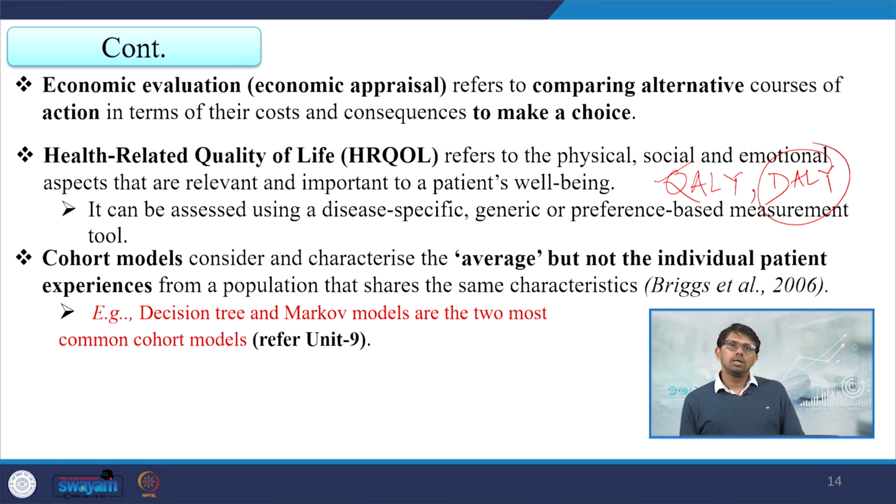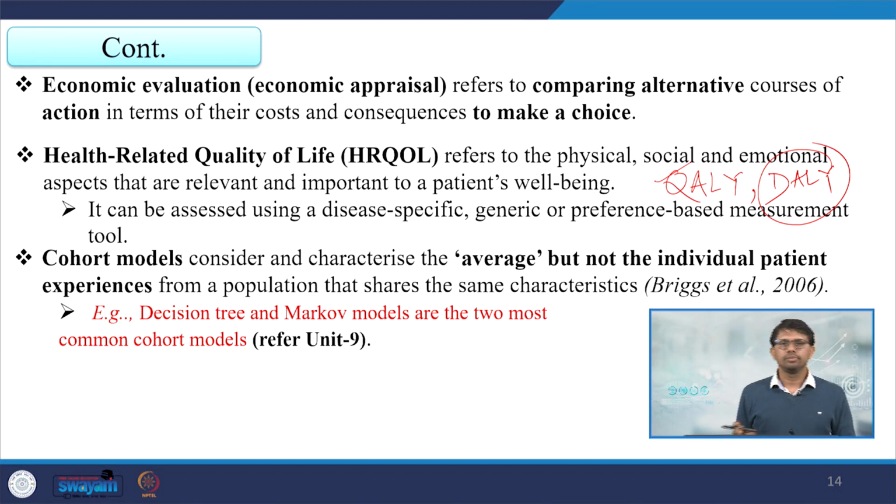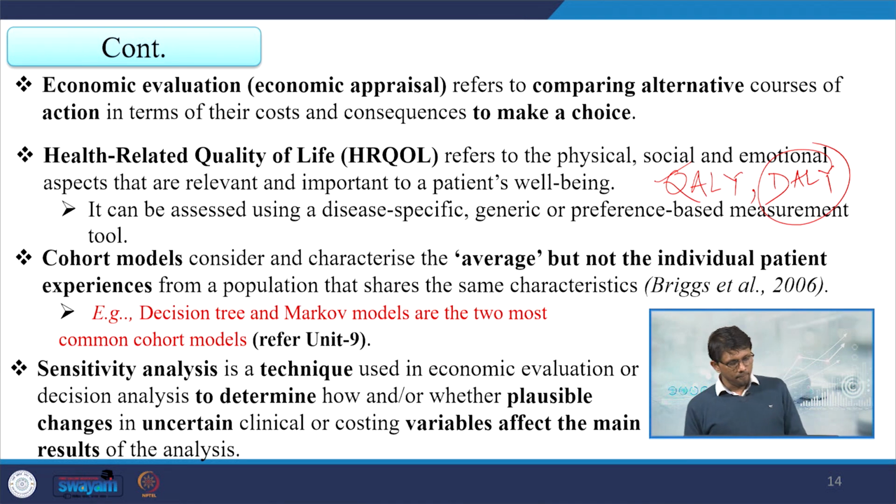Cohort models are also concepts used by healthcare economists or in health economics chapters. These consider and characterize the average, but not the individual patient experiences. Hence, it is called cohort, from a population that shares the same characteristics. Okay. So, decision tree and Markov models are the two most common cohort models. We are explaining these in unit number 9. So, that is week number 9.